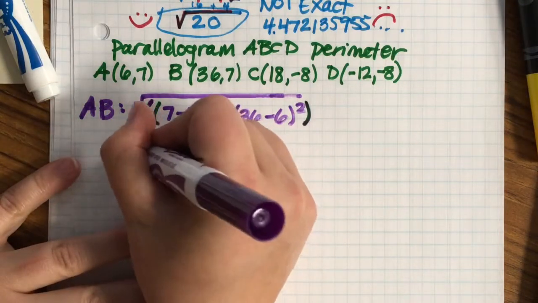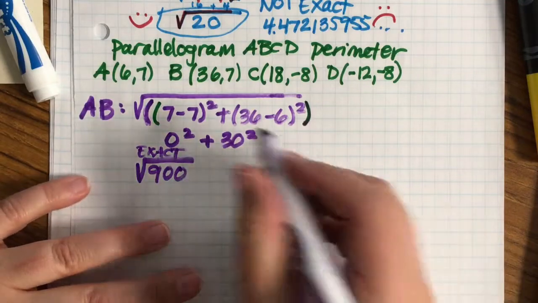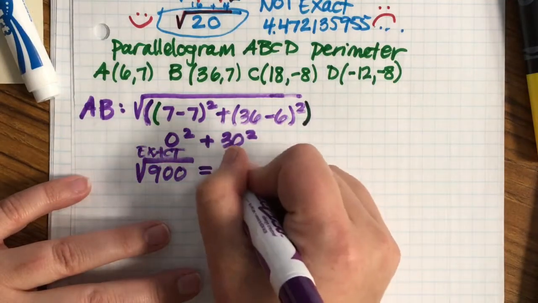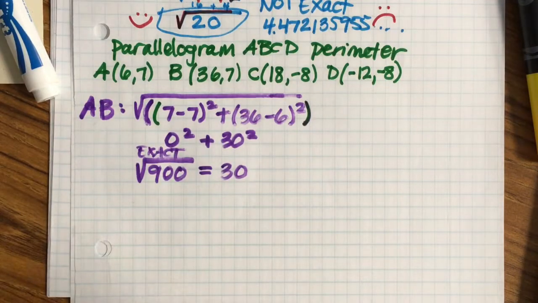And this is the exact answer. Wouldn't 30 be the exact answer too? Square and square root. Yep, exact. And then because the square root of this is actually a really easy one, it would be 30. Good. Okay. So we found one of the sides.